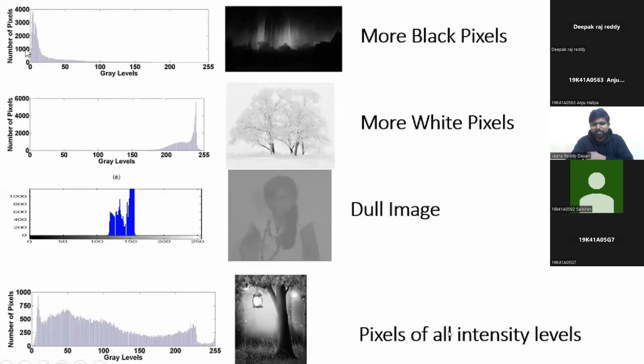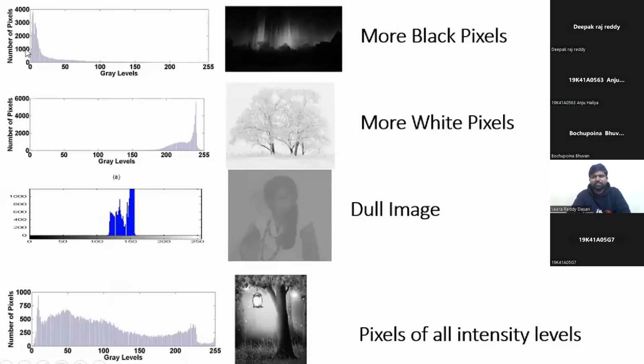If an image has pixels of all intensity values, it is distributed all over 0 to 255. You can see this in the last diagram, which is distributed between 0 to 230 or so. Like this, every image, depending on the number of black pixels, the number of white pixels, whether it is a dull image, a completely bright image, or contains all intensity levels, gets its respective histogram.